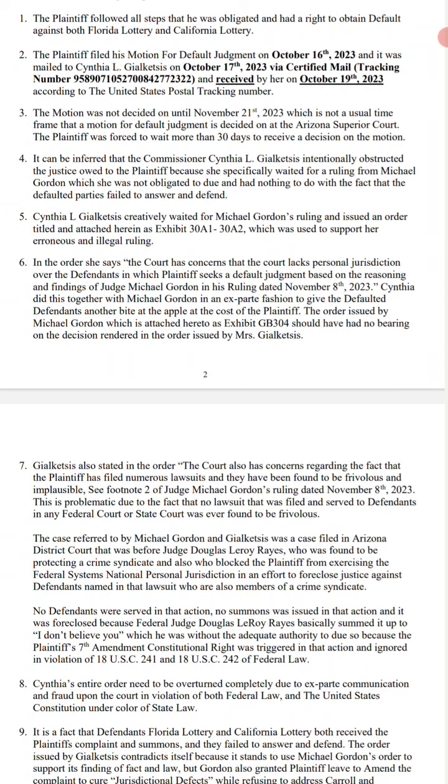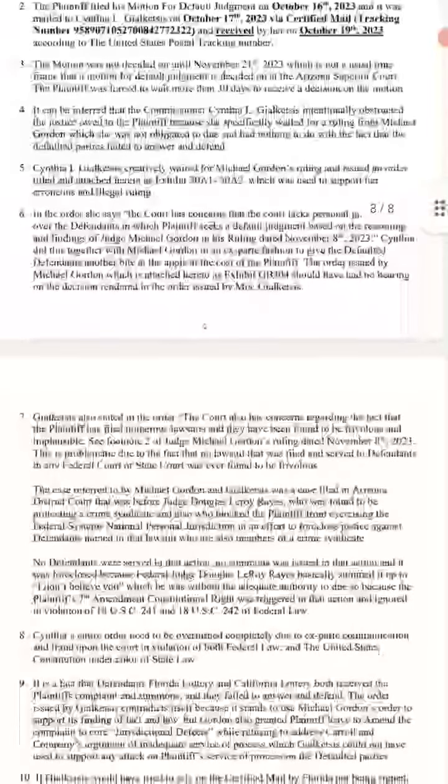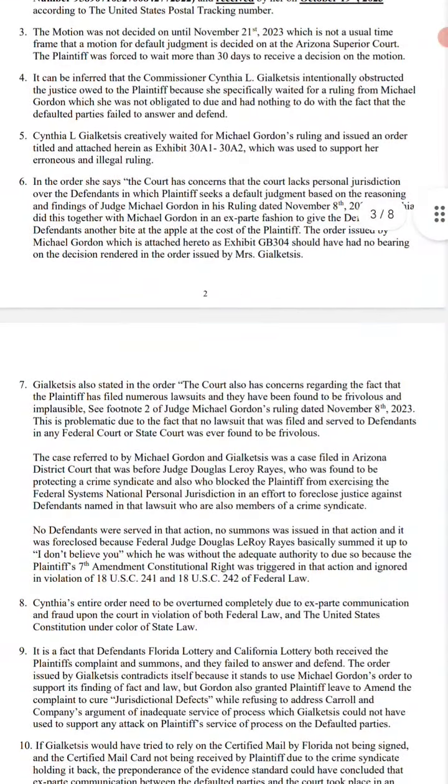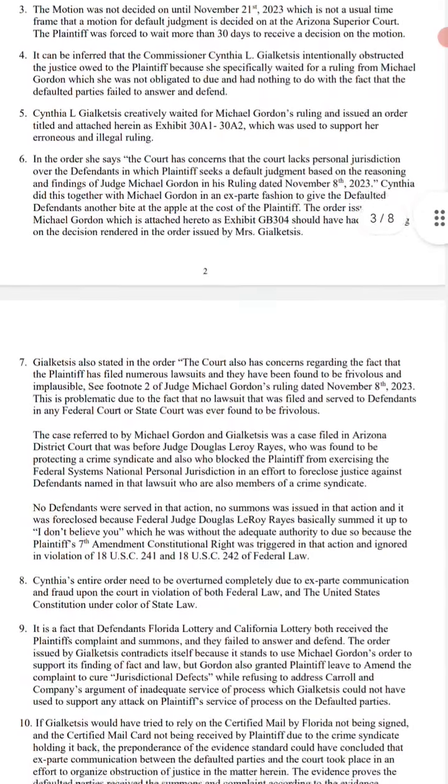So she waited until November 21st, 2023, which is not a usual time frame that a motion for default judgment is decided on at the Arizona Superior Court. The plaintiff was forced to wait more than 30 days to receive a decision on the motion. It could be inferred that the commissioner, Cynthia L.